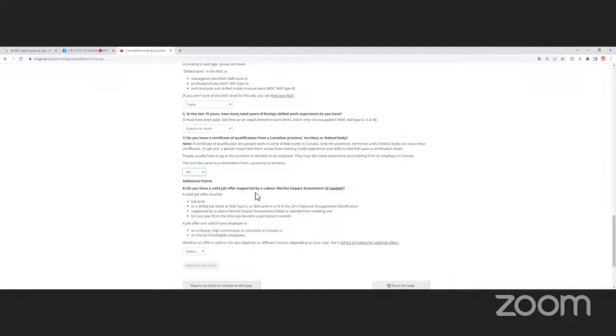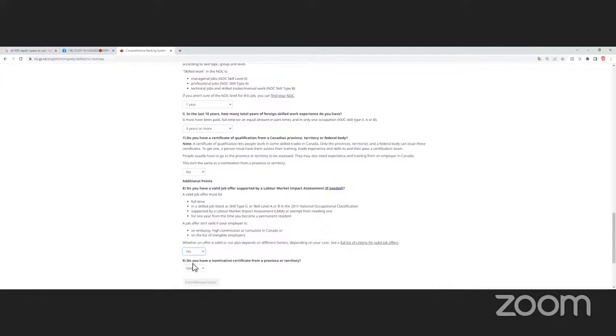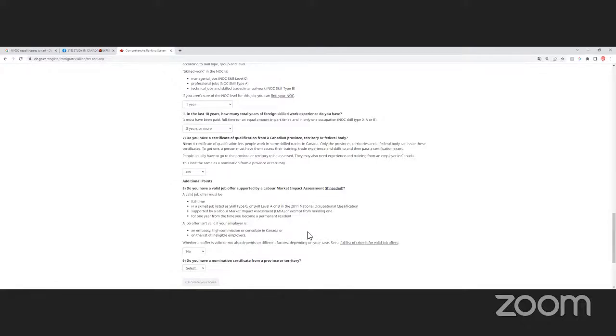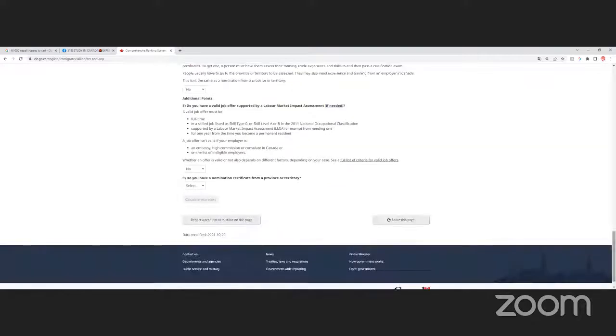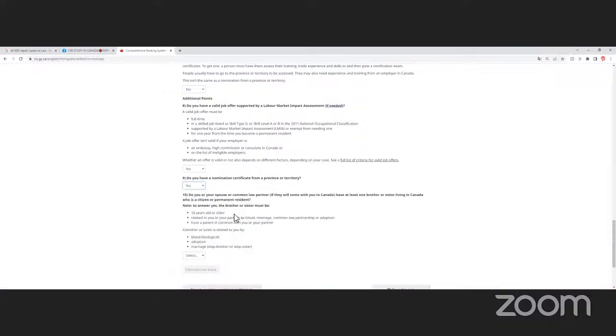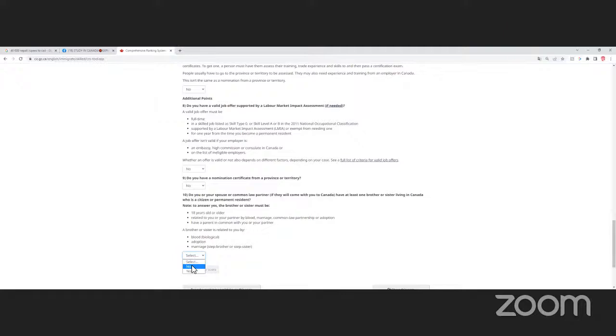Do you have a valid job offer from a labor market impact assessment? You don't have a valid job offer? No. I mean, I spoke to my employer and they said that they can give me an LMIA letter. It's a lengthy process. There is no guarantee that it will be approved. Okay. So let's put no for the time being. Do you have a nomination certificate from a province or territory? No. Do you or your spouse have any siblings here in Canada? No. Right. So this is your CRS code here.